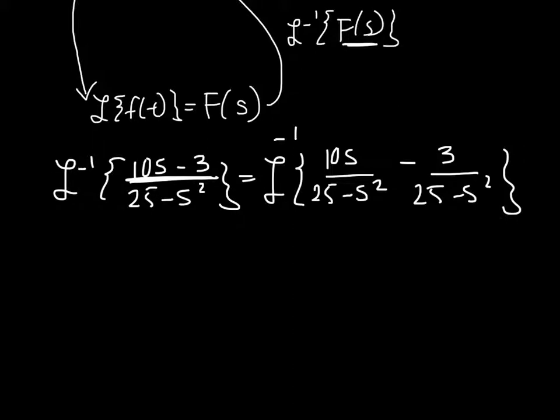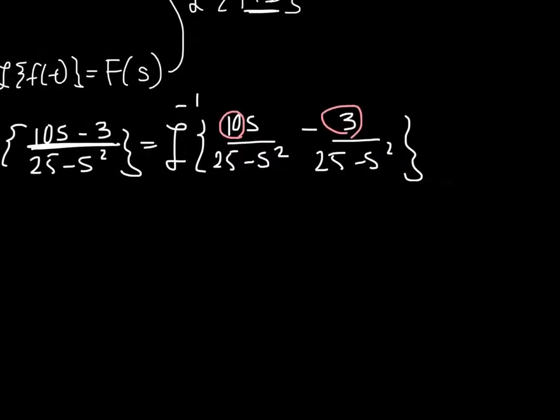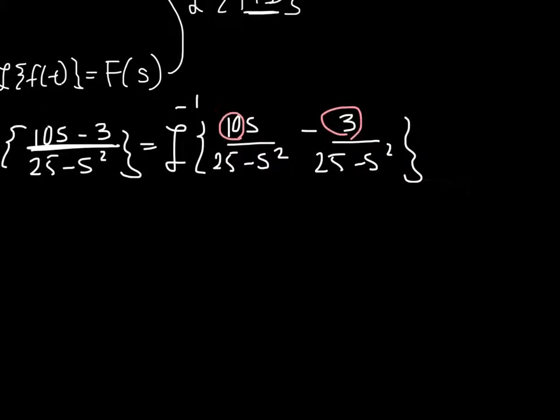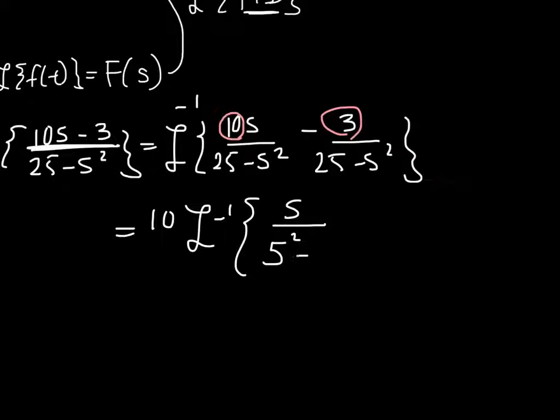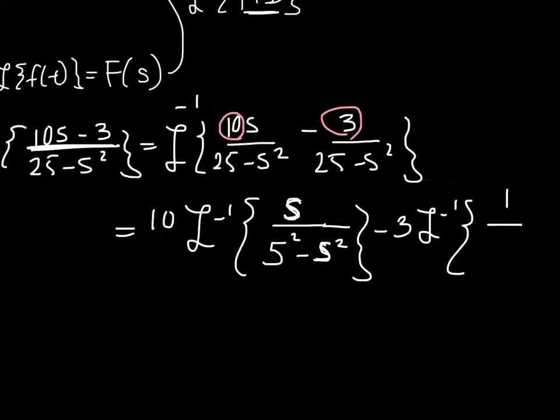And I see some constants here, so we can definitely take those out. So I'm going to rewrite this as 10 times the Laplace inverse of s over, and we know 25 is 5 squared, so I'm going to write 5 squared minus s squared. These are my s's, and that's a 5. Minus 3 times the Laplace inverse of 1 over 5 squared minus s squared.